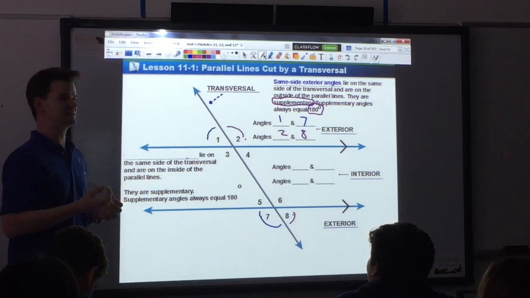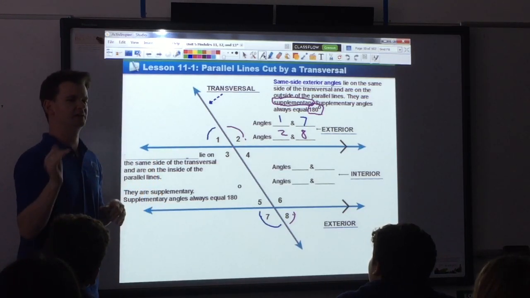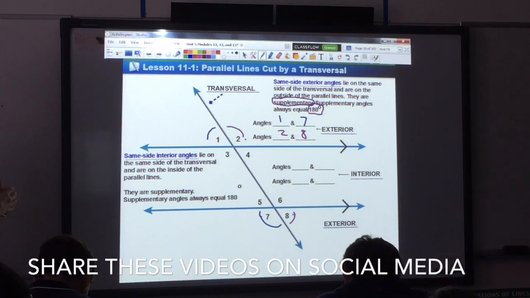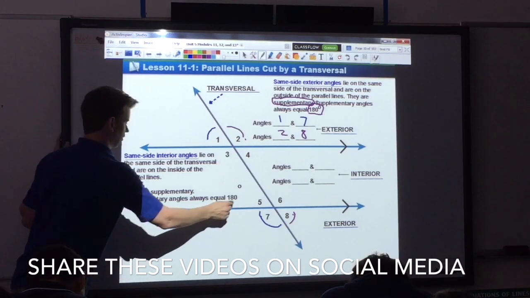Now, if we have same side exterior, we should also have same side interior angles. They lie on the same side of the transversal, and they are on the inside of the parallel lines. They are also supplementary, which means they equal 180.